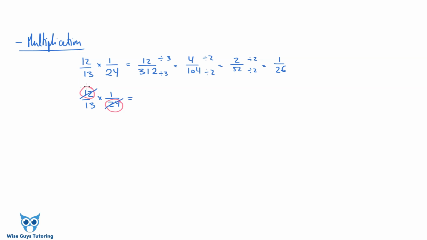The 12 will become a 1 because essentially I'm dividing both by 12. I get 1 on top and 2 on the bottom. So this cleans up to be 1 times 1 and 13 times 2, which is 1 over 26. You see, this is a lot cleaner, a lot faster, and I'm not trying to just save you guys time, I'm trying to save you points.